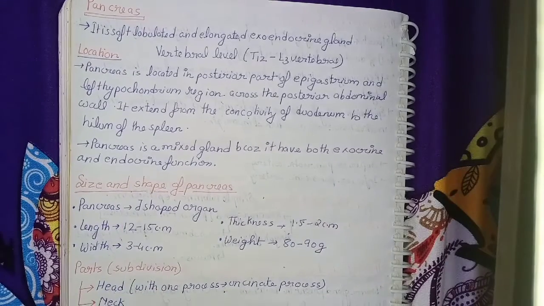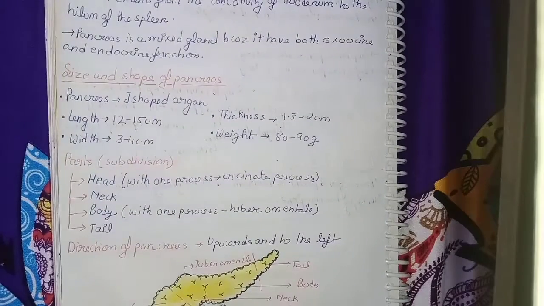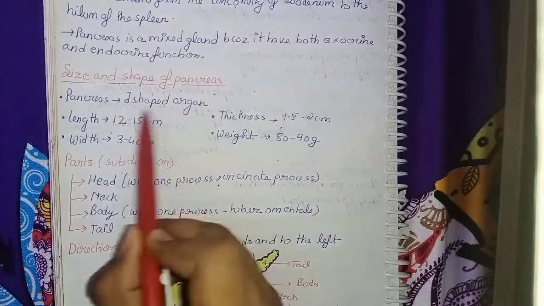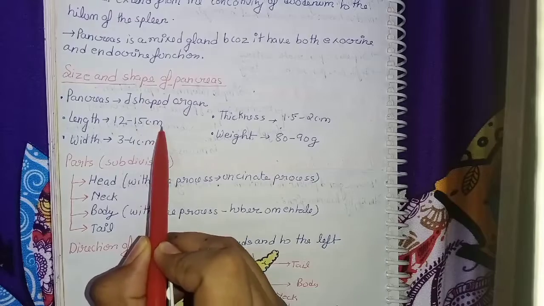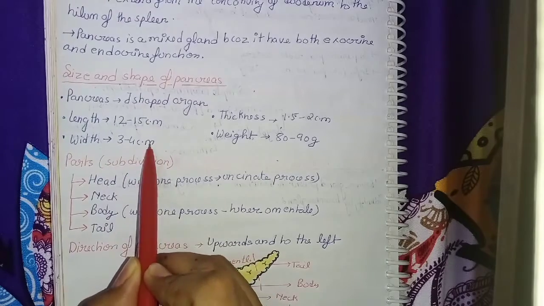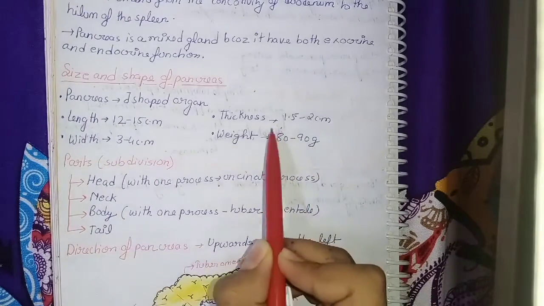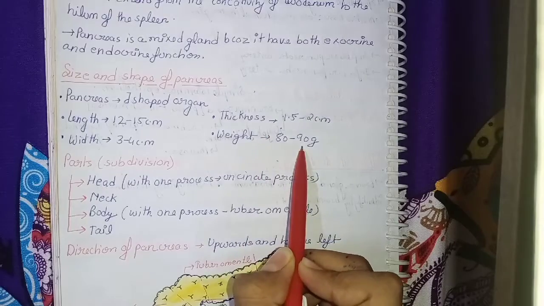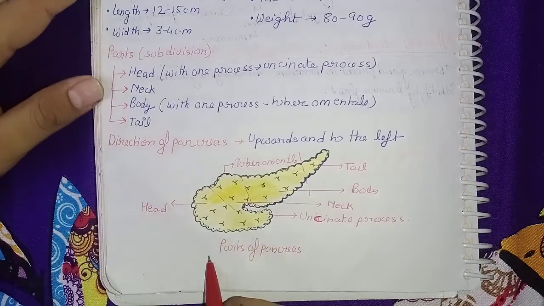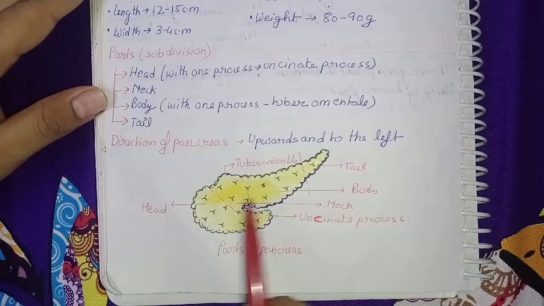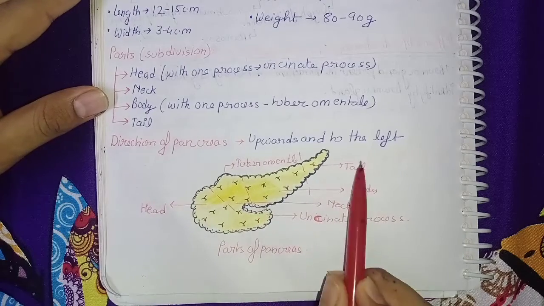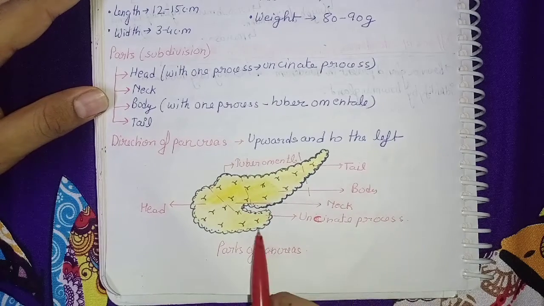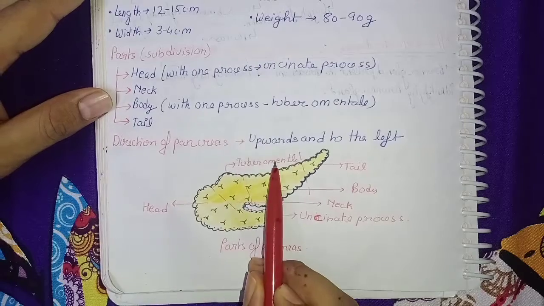Now coming to size and shape of pancreas. Pancreas is a J-shaped organ, length 12 to 15 centimeter, width 3 to 4 centimeter, thickness 1.5 to 2 centimeter, and weight is about 80 to 90 gram. You all can see in the diagram parts of pancreas: head, neck, body, tail, with uncinate process in the head and the tuber-omental process in the body.